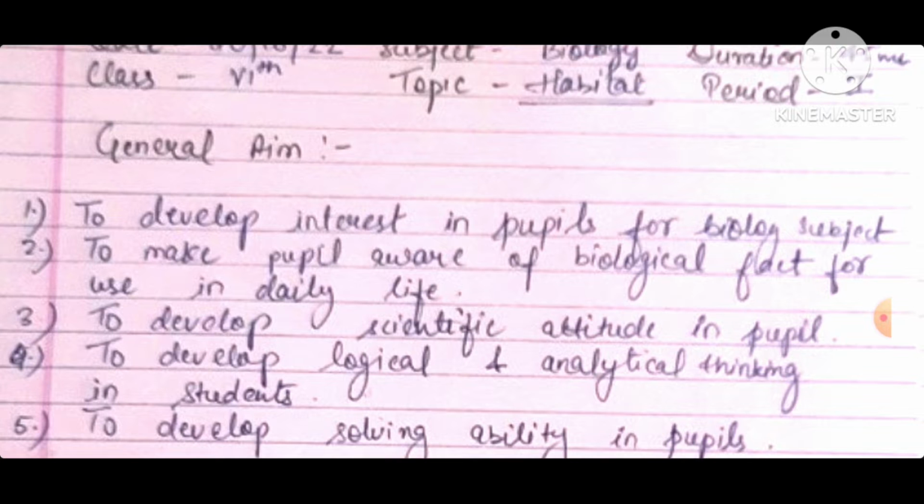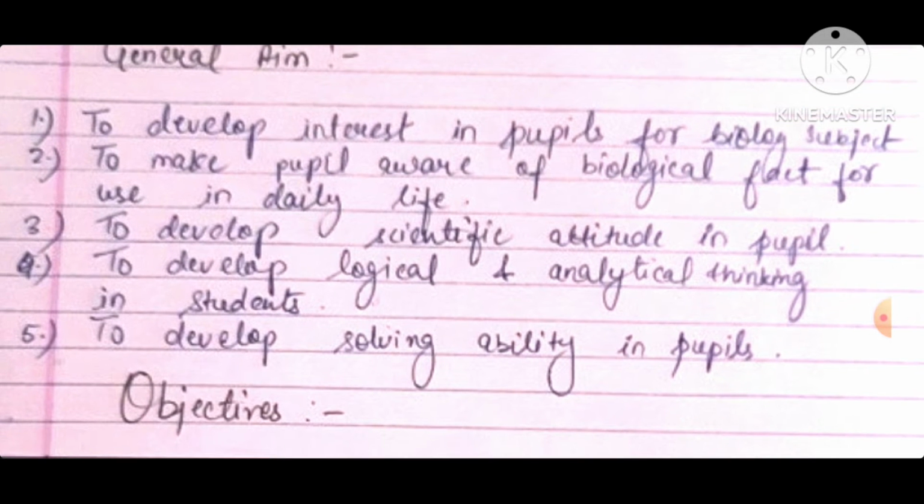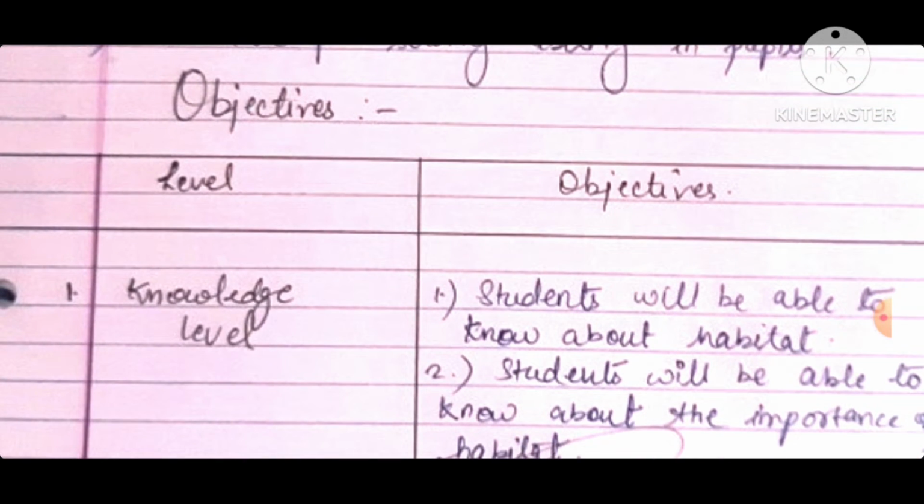After that you have to write general aims. In general aims you have to write 5 general aims which help in the development of a student: mental ability, logical and analytical thinking, problem solving ability. After that you have to write the objectives.